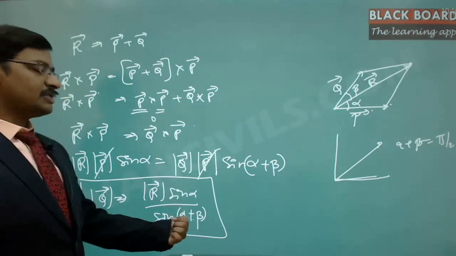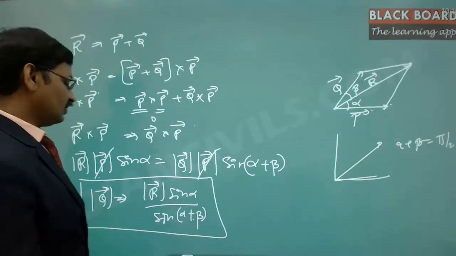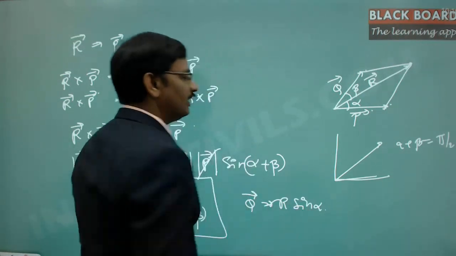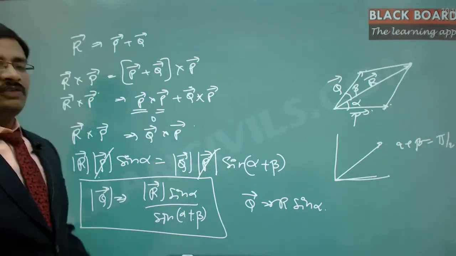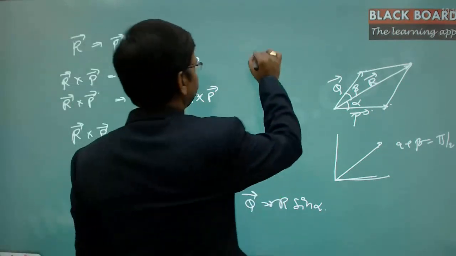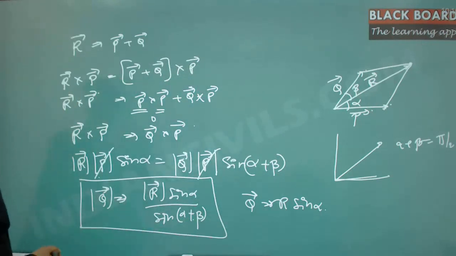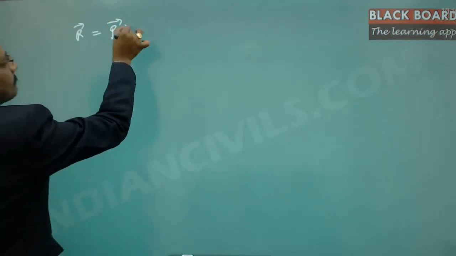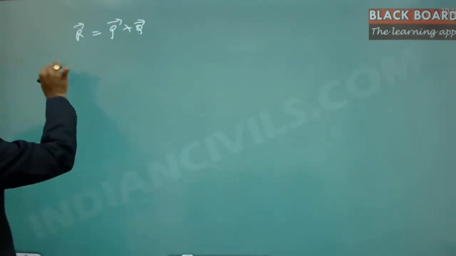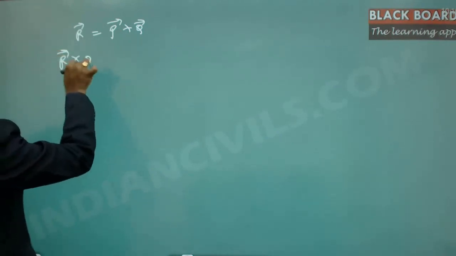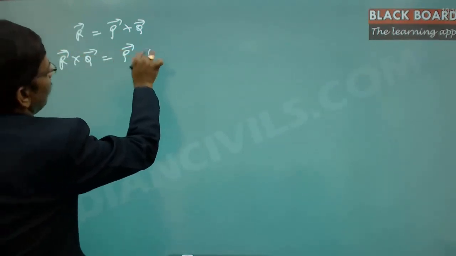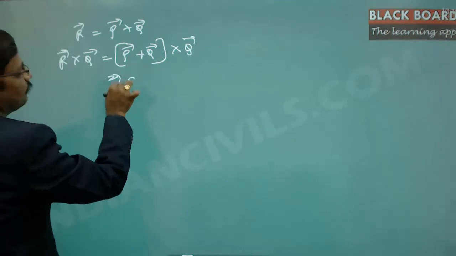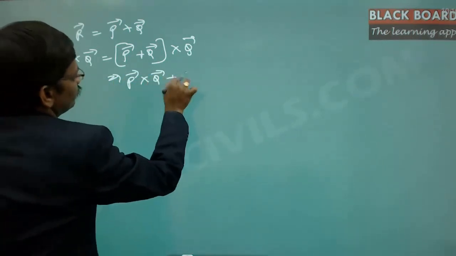So here if you substitute alpha plus beta is equal to 90 degrees, then Q is equal to R sine alpha. Similarly, in the same way, if you do the cross product with Q, then you arrive at it. I'll just do that. R is equal to P plus Q, and then if you do the cross product with Q, this is equal to P plus Q cross product with Q. So P cross Q plus Q cross Q.